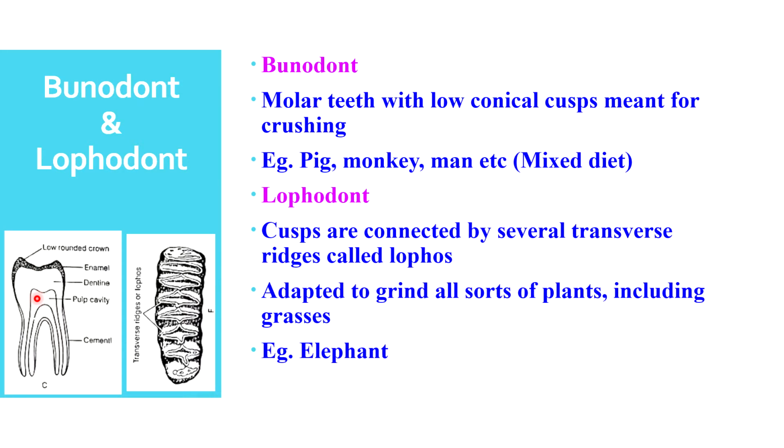This is the cross section of bunodont teeth, and these teeth are present in pig, monkey, man, mixed dieting mammals have this bunodont type of teeth. The second one is lophodont. The cusps are connected by several transverse ridges. These transverse ridges are called lophs and adapted to grind all sorts of plants including grasses. So the plant eating animals have this type of interconnecting lophs or lophodont teeth, and the example is elephant.